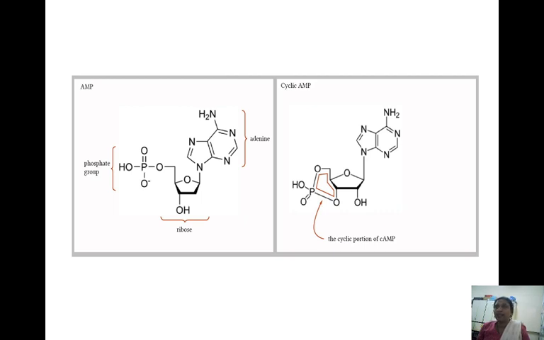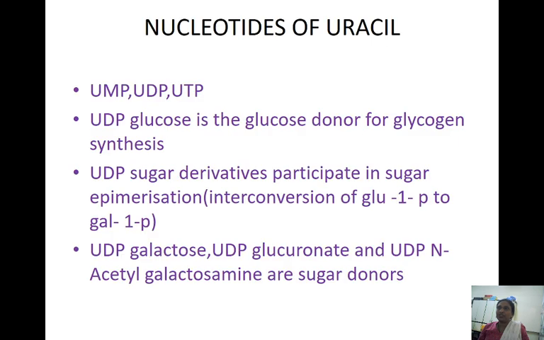Here what happens? The OH groups which are present at the 3' and 5' both have been esterified with a single phosphoric acid to form a cyclic structure that is known as cyclic AMP. Okay, that is the difference between AMP and cyclic AMP. And we have already discussed the functions of AMP and cyclic AMP separately.